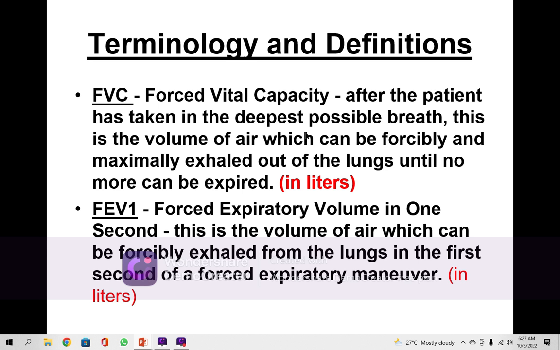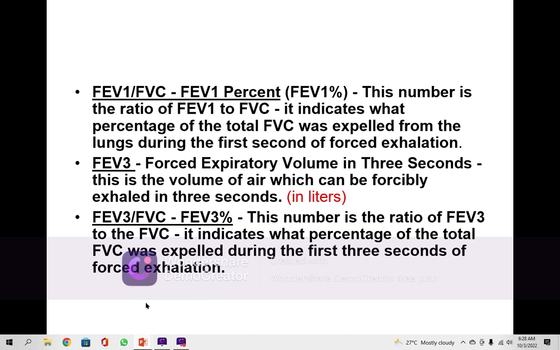Forced vital capacity means that after the patient has taken the deepest possible breath, this is the volume of air which can be forcefully and maximally exhaled out from the lungs until no more can be expired, absolutely zero effort afterwards. Forced expiratory volume in 1 second is important. This is the first part of the expiration. This is the volume of air which can be forcefully exhaled from the lungs in the first second of a forced expiratory maneuver. It is measured in liters.